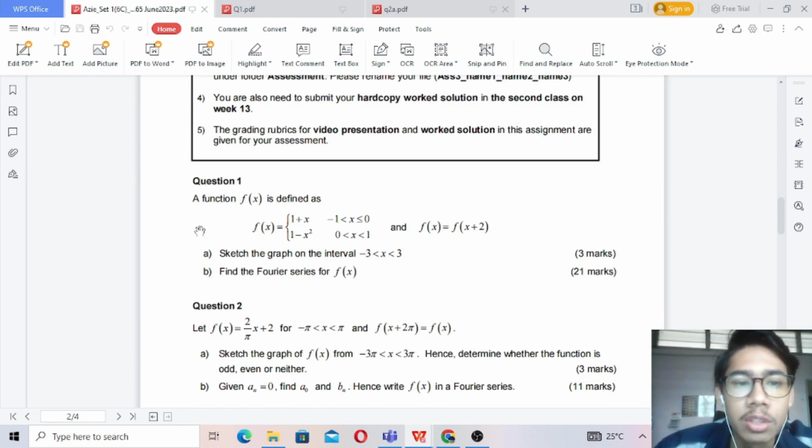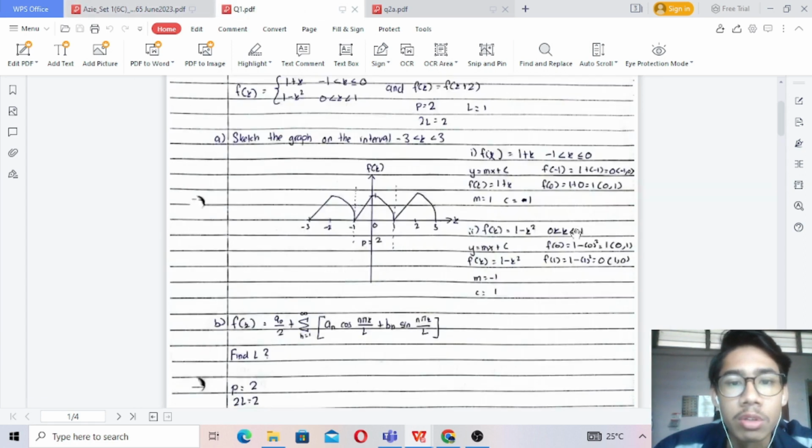Question 1: a function f(x) is defined as f(x) = 1 + x on the interval negative 1 to 0, and 1 - x squared on 0 to 1, and f(x) = f(x + 2). First, we have to sketch the graph on the interval negative 3 to 3. So we go to question A.